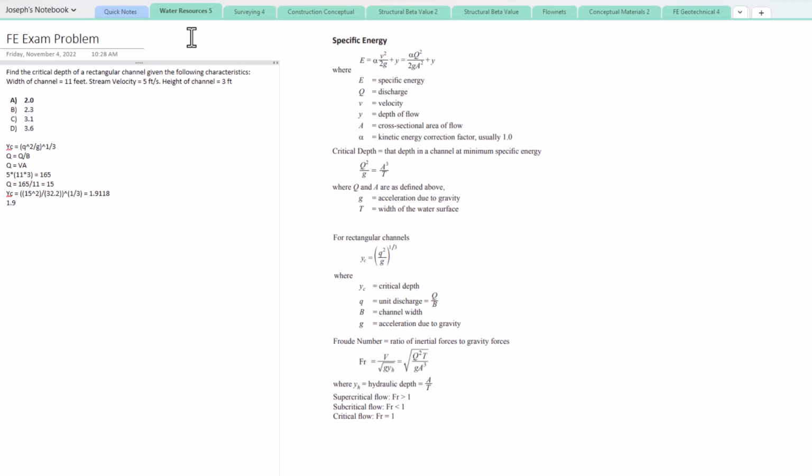The key is recognizing what kind of channel you're given, finding that unit discharge given what we have available. We use the continuity equation to solve for Q, and then we plugged it into the equation, make sure we use the right value for g as well. So that's how to find the critical depth in a rectangular channel.